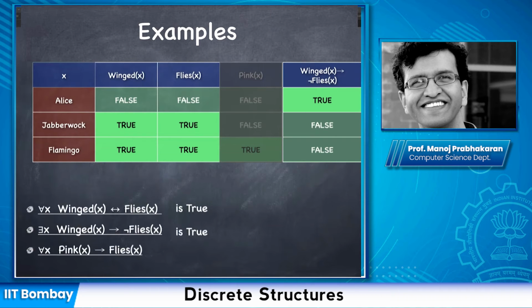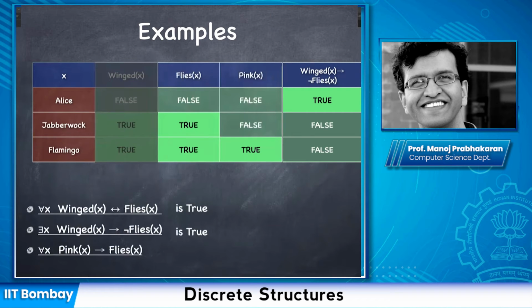Here's one last example. For all x, pink x implies flies x. So let's just look at those two columns, pink and flies. And let's also write down the column pink x implies flies x. So again here, pink x is false.